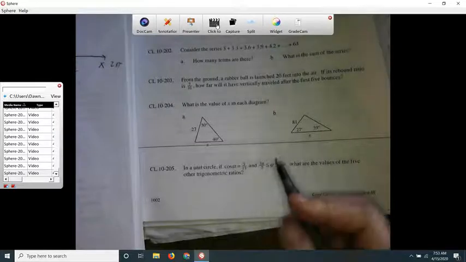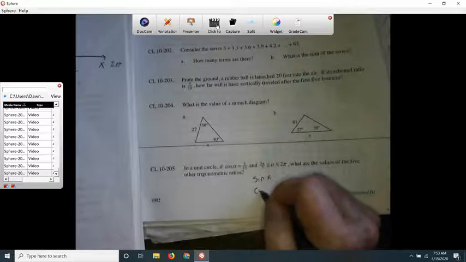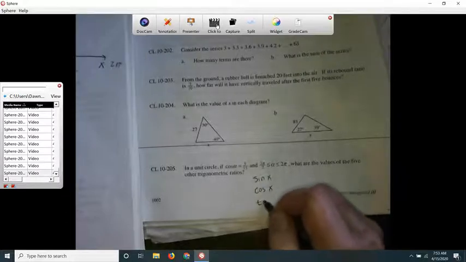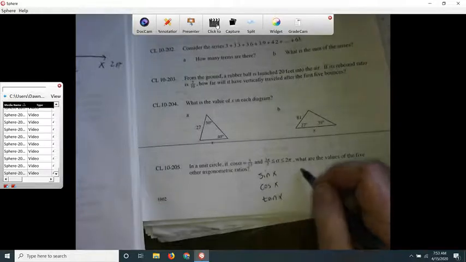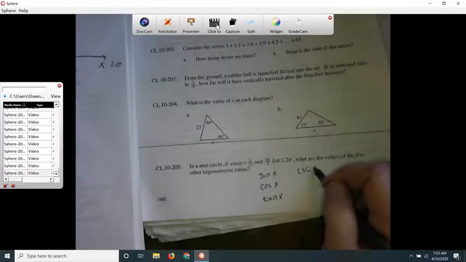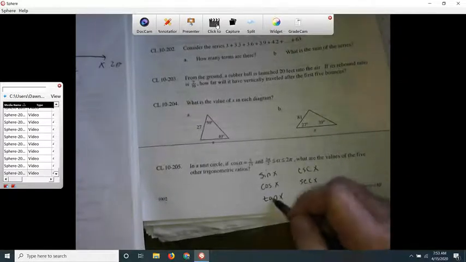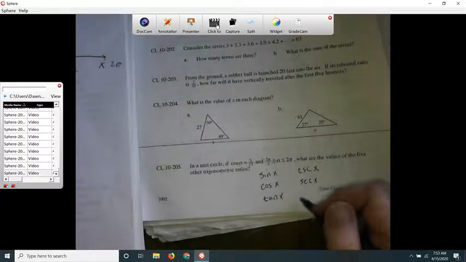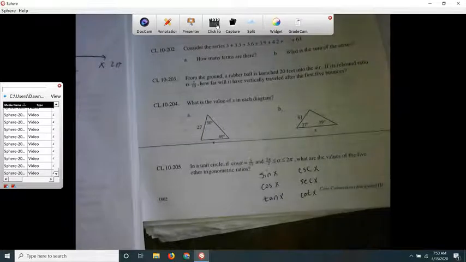So remember we have sine, cosine, tangent. The reciprocals would be like 1 over sine, that's cosecant. The reciprocal of cosine is secant. And the reciprocal of tangent is cotangent. Okay, and so it wants to know what they all are.